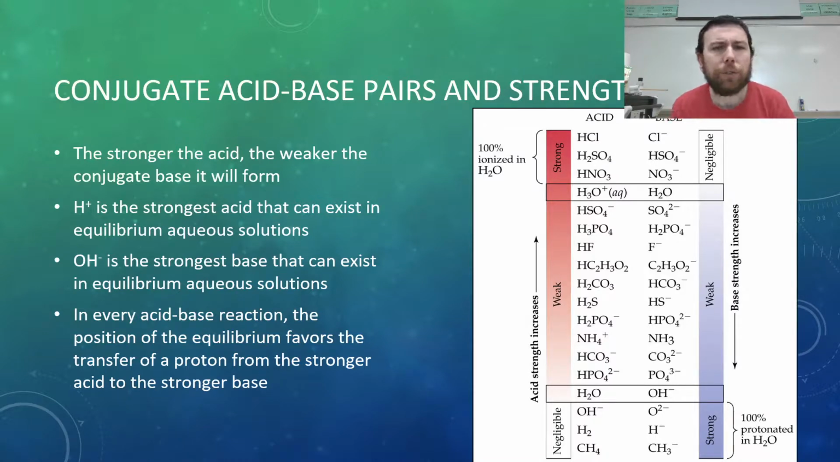So H plus is the strongest acid that can exist in equilibrium aqueous solutions. That's going to be important as we talk about equilibrium later on, right? Hydroxide ion is the strongest base that can exist in equilibrium aqueous solutions. It's also going to be important as we shift into equilibrium reactions much later. Now, when you look at conjugate acid-base pairs and their strength, it's important to recognize that in every acid-base reaction, the position of the equilibrium is going to favor the transfer of a proton from the stronger acid to the stronger base.